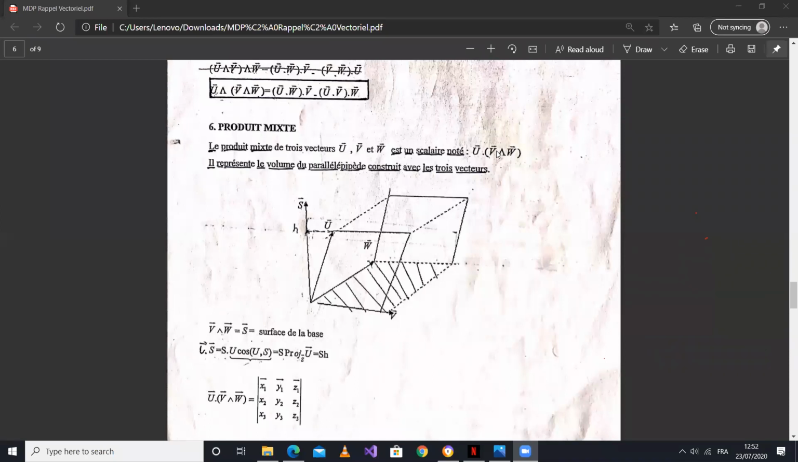And so the reason why the product mixed gives us a scalar is because the final operation we are performing in this expression is the product scalar. And if the final operation is the product scalar, it means the final answer is a scalar. Is it clear?